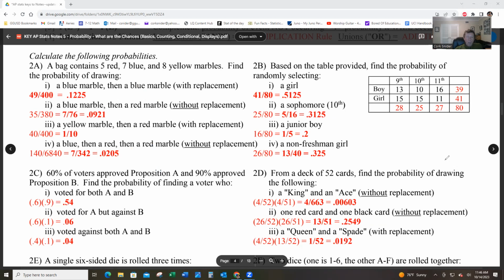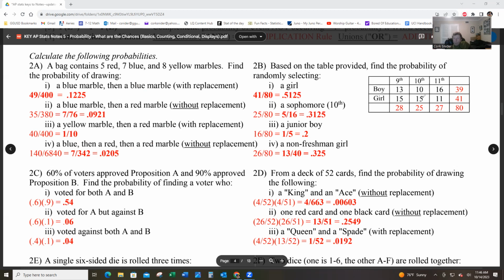All right. Question 2B. This is a table. Probability can happen in tables too. This isn't real hard to do, but if you've never seen it, you can easily make a mistake. So based on the table provided, find the probability of randomly selecting a girl. So a girl is going to be 41 out of 80 right there. 41 out of 80. You're using the marginal total divided by the table total.